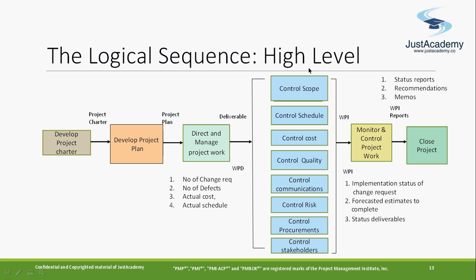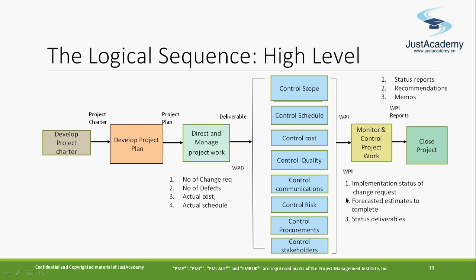When it goes to the control process, you have work performance information, which gives you the status of the activities and deliverables, whether they have been done or not. And when you have all that work performance information and go to the overall monitor and control project work, you monitor at the overall project level and say what the status of the overall project is, or whether any recommendations are there. And if everything looks good, like the project deliverables meet the scope, then you close the project.